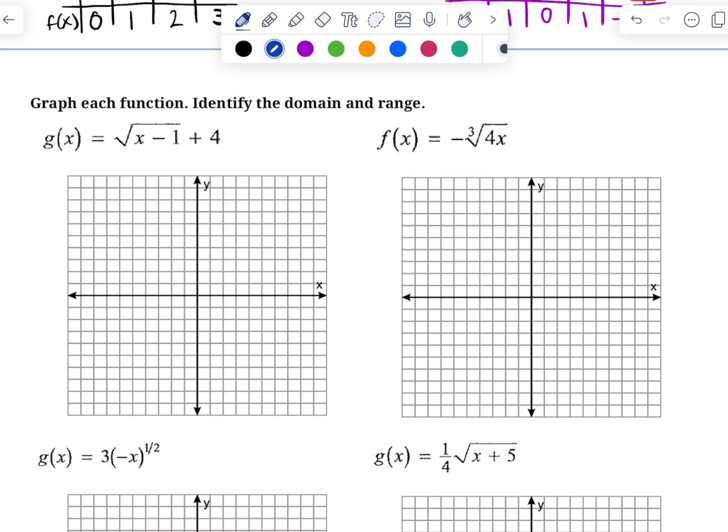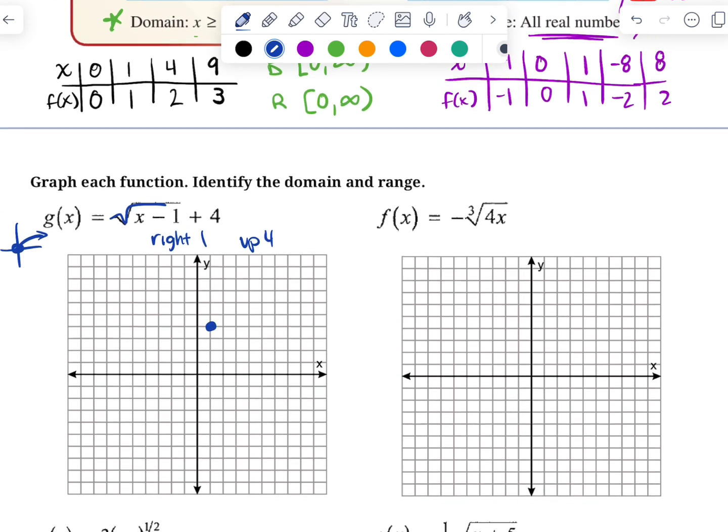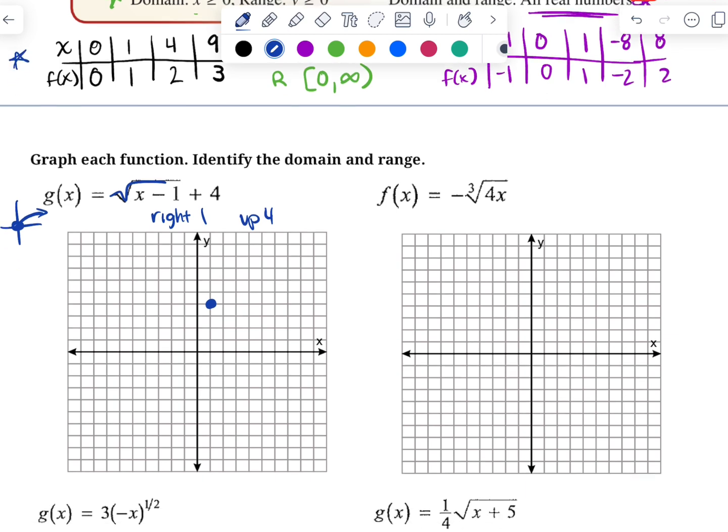So we've got a function that's a square root, so it's going to look something like this, right? But shifted right 1 and up 4. So that starting point is going to go right 1 and up 1, 2, 3, 4. So it's going to start right here. Once you shift it, you can follow the pattern from this table that we made to help you graph it.